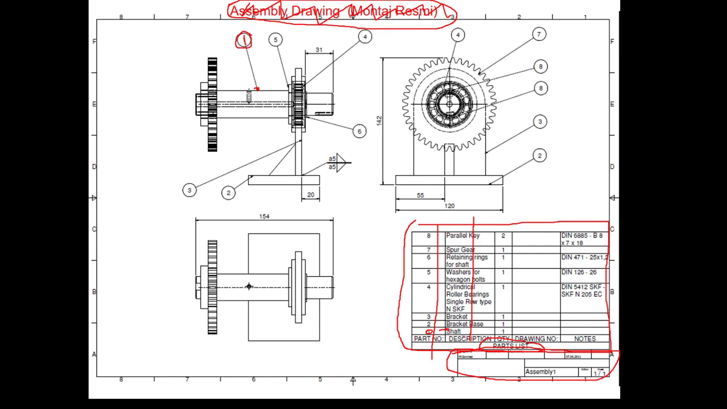This means it is a shaft. Component 2, it is bracket base, chassis. Component 3, bracket, support. Okay, spur gear, component 7. Here it is the leader line, it indicates this component. It is a gear, spur gear. Okay, so on and so forth.